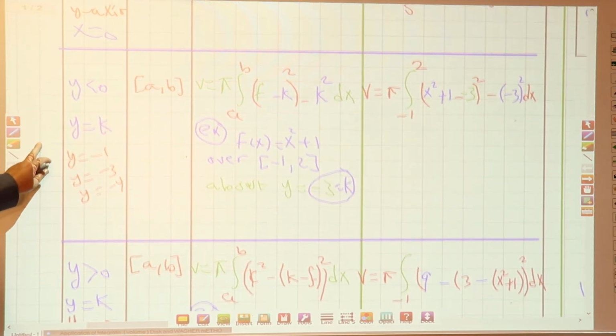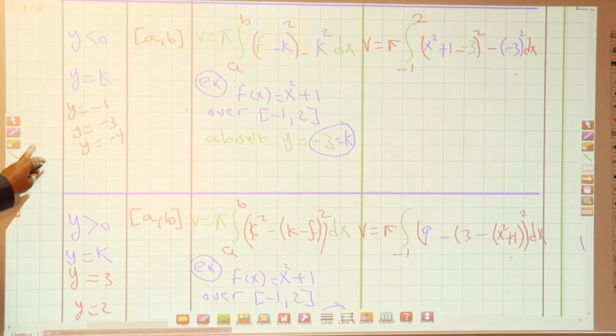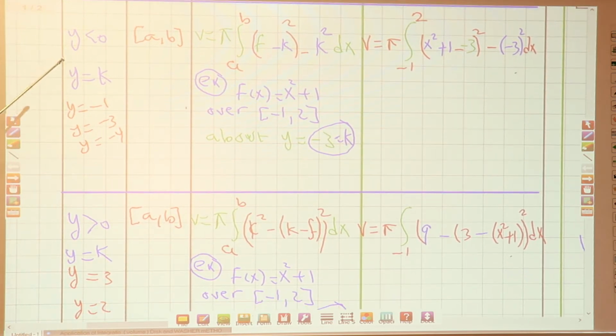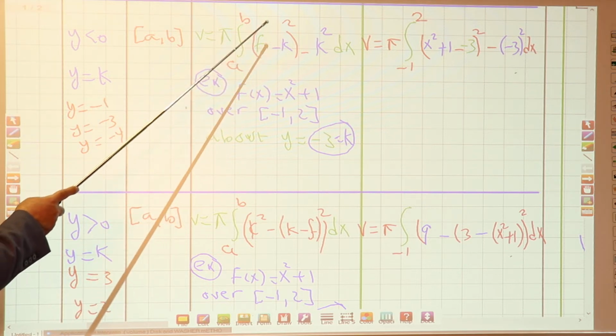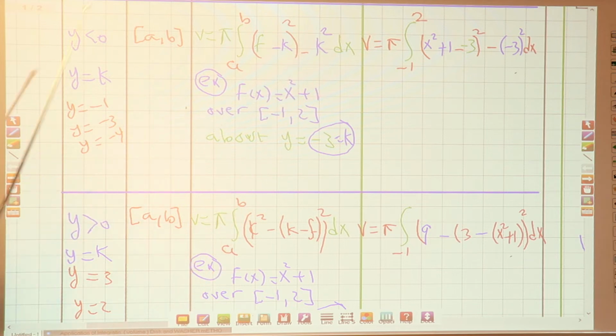Now the axis of revolution is different: a line below the x-axis, not the x-axis itself. We're going to revolve below the x-axis, with one function, not two. That means f minus k, squared, where the line is y equals k, which could be negative 1, negative 3, negative 4, any line below the x-axis.